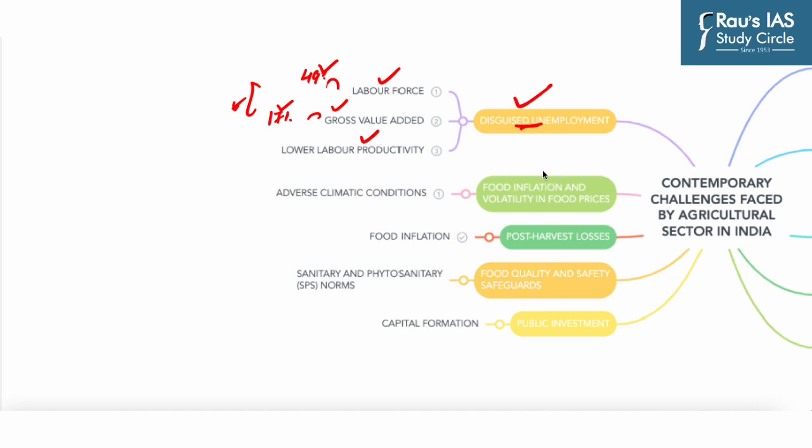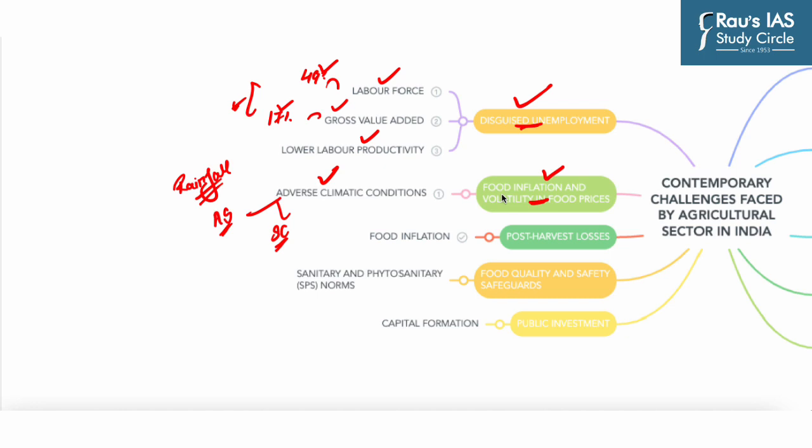Next challenge is food inflation and volatility in food prices. Now, as agricultural production in India is still heavily dependent on rainfall and its spatial distribution, adverse climatic conditions like drought, flood and unseasonal rains tend to disrupt both aggregate supply and supply chains.